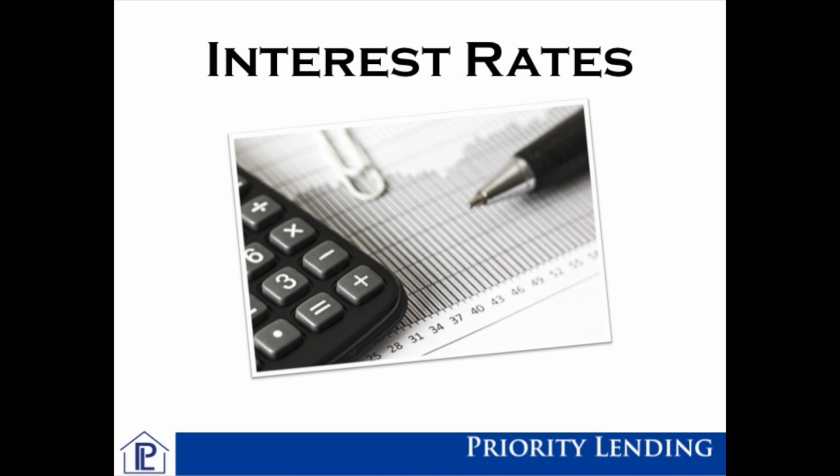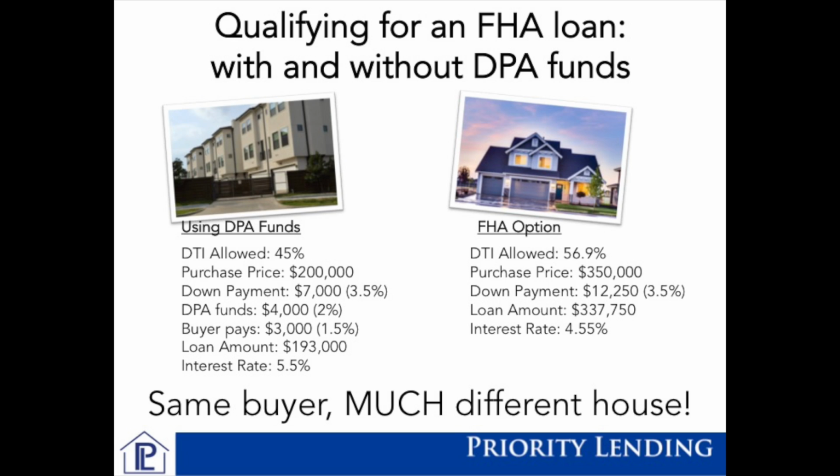Now that we have those two items explained, let's look at some real numbers. In this first example, we're looking at an FHA loan. An FHA loan has a lower credit score requirement, so it has a slightly higher down payment requirement. The person in this example has a credit score of 620 but makes good money, $7,000 a month. He has $1,500 in debt, which includes a car payment, student loans, credit card, etc. If he were to apply for an FHA loan and use DPA funds for part of his down payment, he would qualify to purchase a $200,000 home.